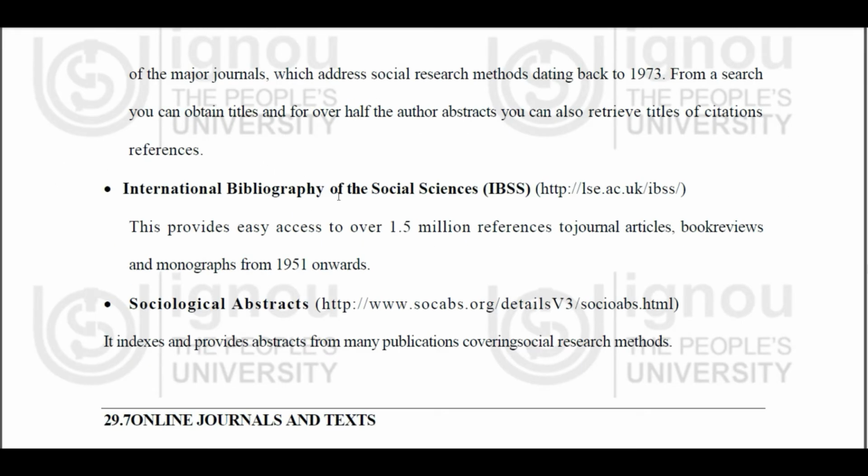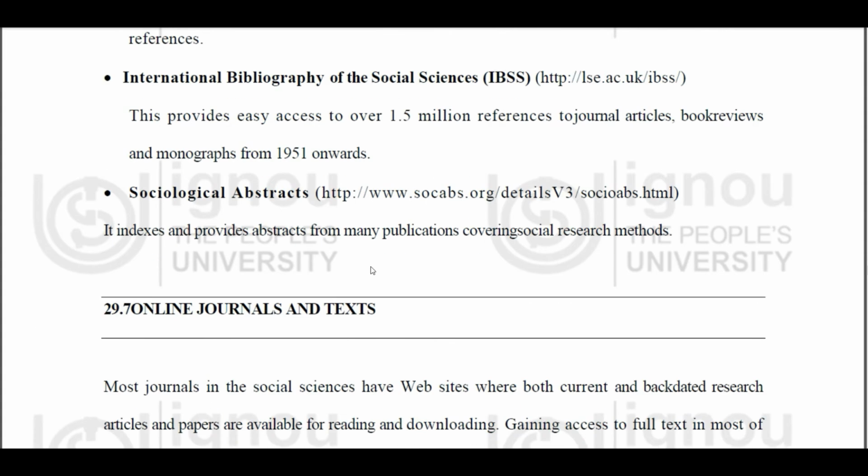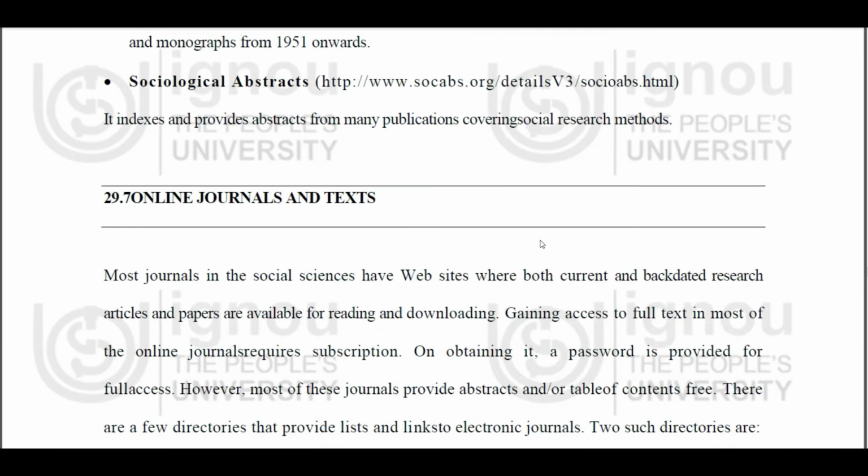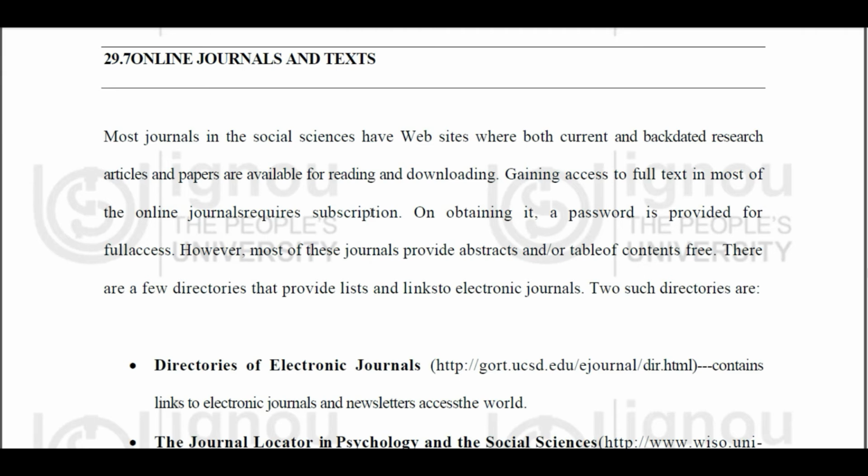International Bibliography of Social Sciences, that is lse.ac.uk. This provides easy access to over 1.5 million references to journal articles, book reviews and monographs from 1951 onwards. Sociological Abstracts, socabs.org, indexes and provides abstracts from many publications covering social research methods.